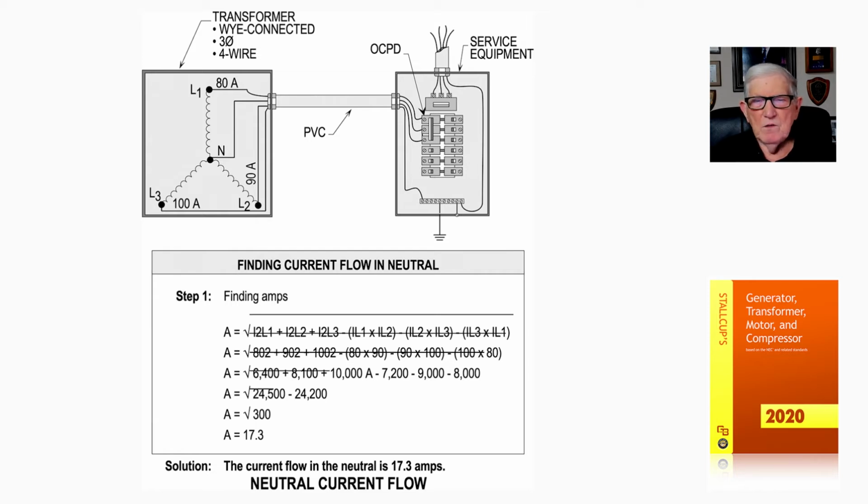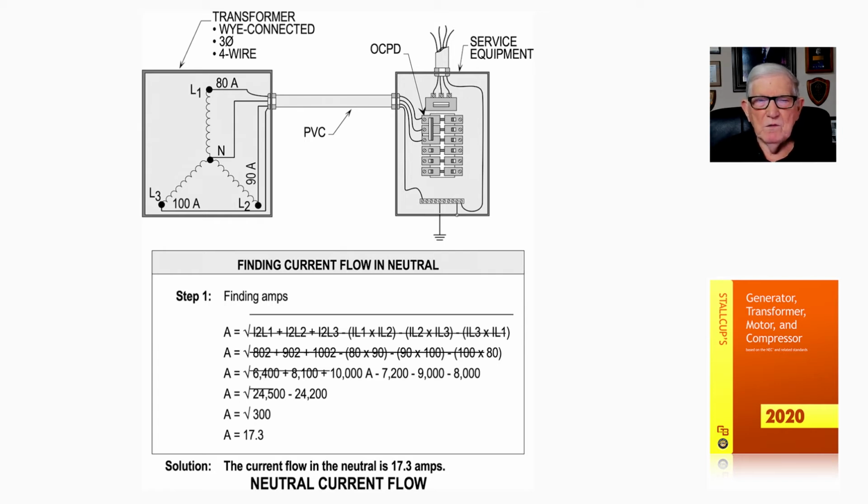Now, when we do this math, as you see, we would have, first of all, 80 squared plus 90 squared plus 100 squared, minus 80 times 90, and 90 times 100, and 100 times 80. Now, when that math is performed, we come up with 6,400, 8,100, 10,000, 7,200, 9,000, and 8,000, excuse me.